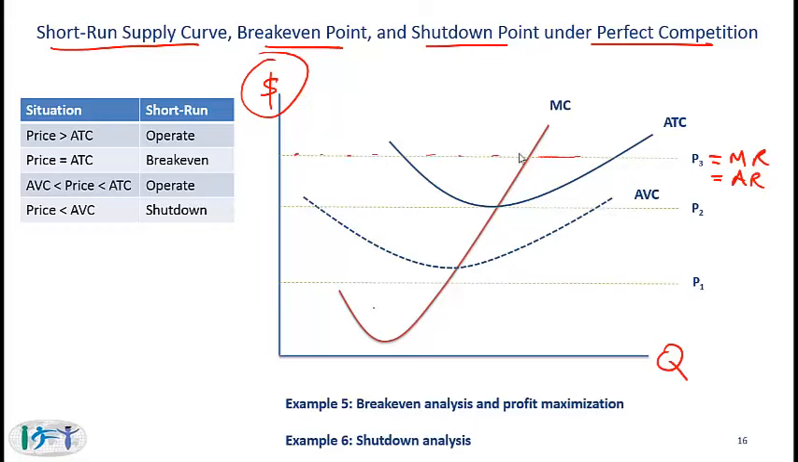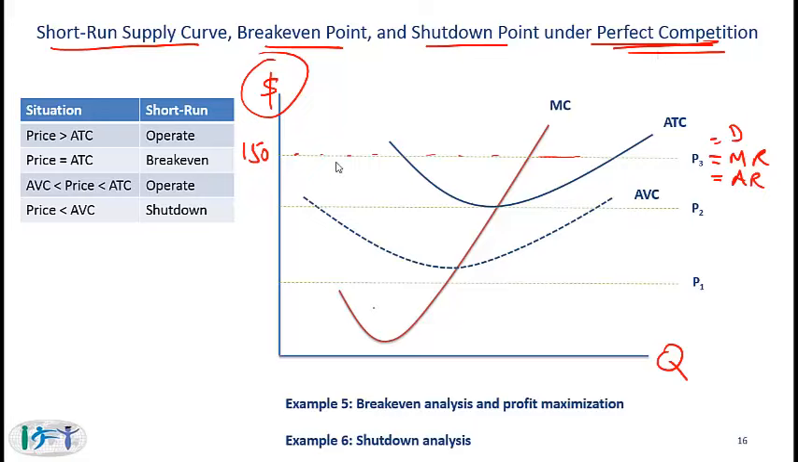Say the price here is 150, and let's say that's P3. Given that we have perfect competition, the price is the same as the marginal revenue. This is the additional revenue from selling one more unit. That is also the same as the average revenue, and this also is the demand curve. This happens when we have perfect competition.